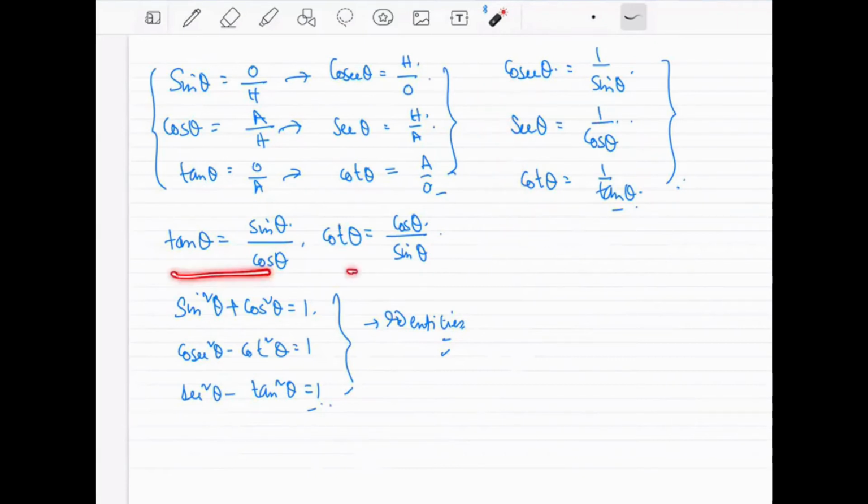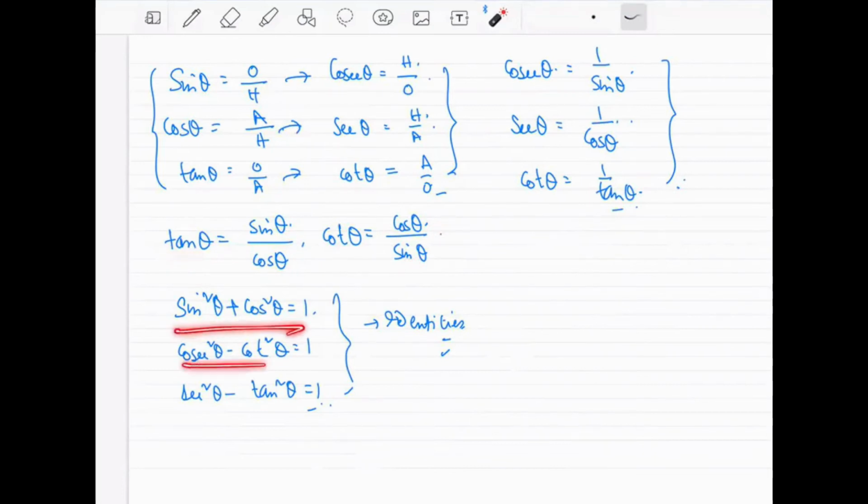And these are very important formulas. Just a simple one: tan theta is sine theta by cos theta. If tan changes into cot, you turn it upside down. Sine theta comes down, cos theta comes up. So tan theta is sine by cos, cot theta is cos by sine.